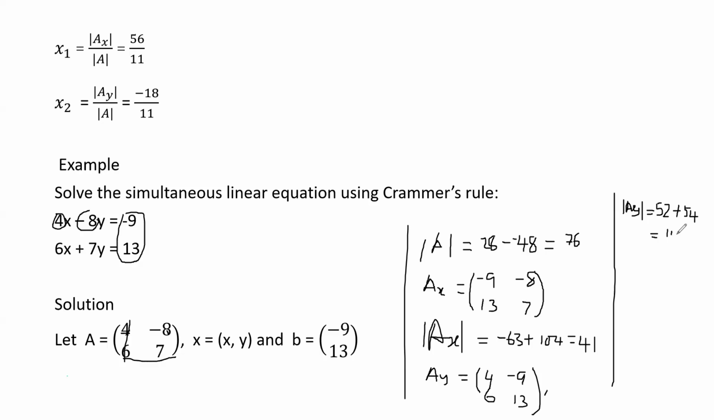So now what is X? X is the determinant of AX over the determinant of A. What is the determinant of AX? 41 over 76. Good. What is Y? 106 over 76. I think you can simplify that one. Yes, sir. Simplify and let's go. Use a calculator to give the correct one.